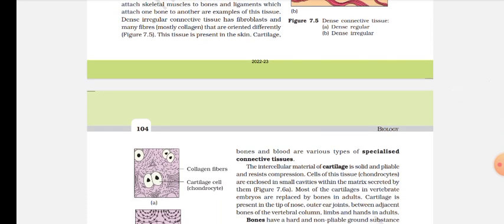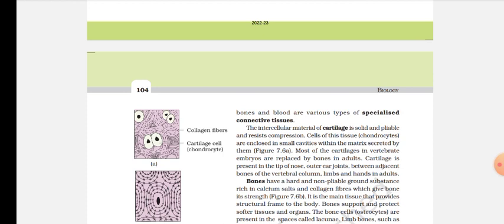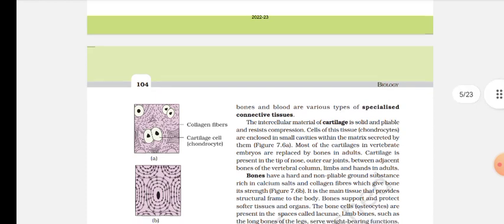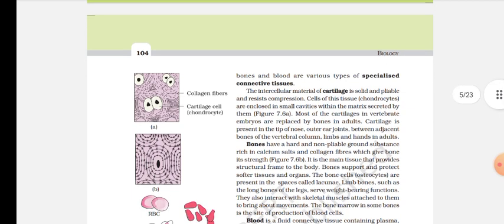Cartilage, bones, and blood are various types of specialized connective tissues. The intercellular material of cartilage is solid and pliable and resists compression. Cells of the tissue, chondrocytes, are enclosed in a small cavity within the matrix secreted by them. Most of the cartilage in vertebrate embryos is replaced by bones in adults. Cartilage is present in the tip of nose, outer ear joints, between adjacent bones of the vertebral column, limbs, and hands in adults.